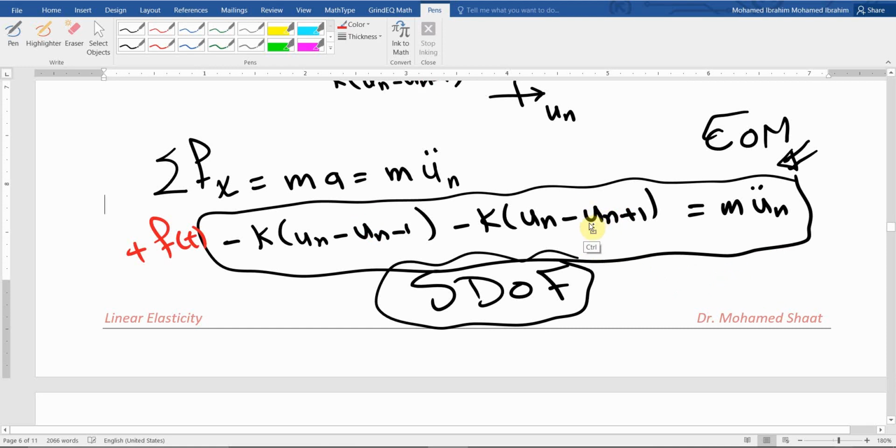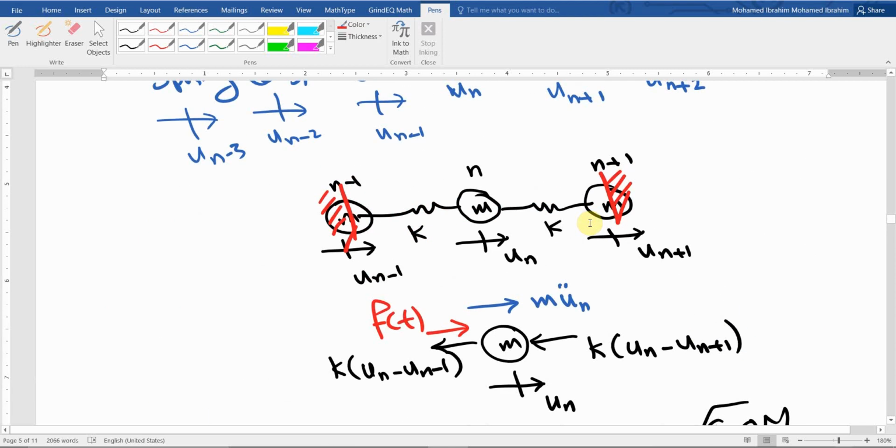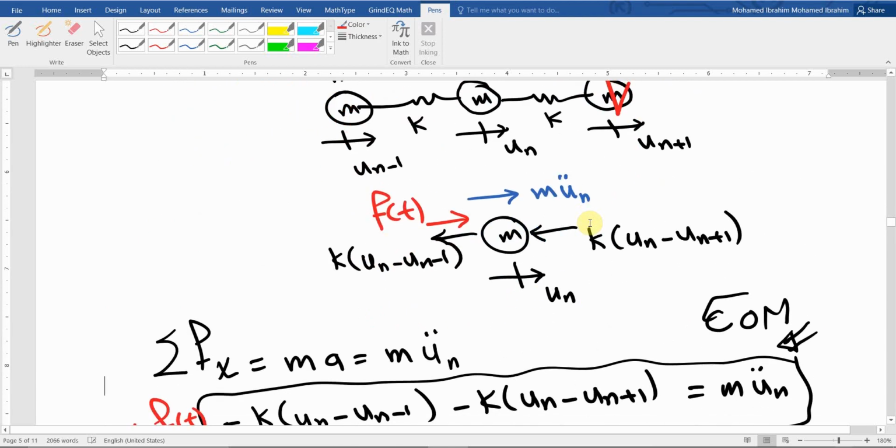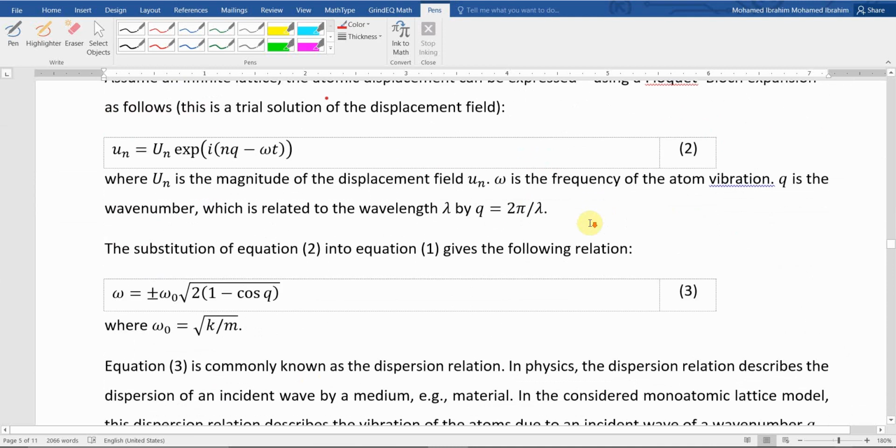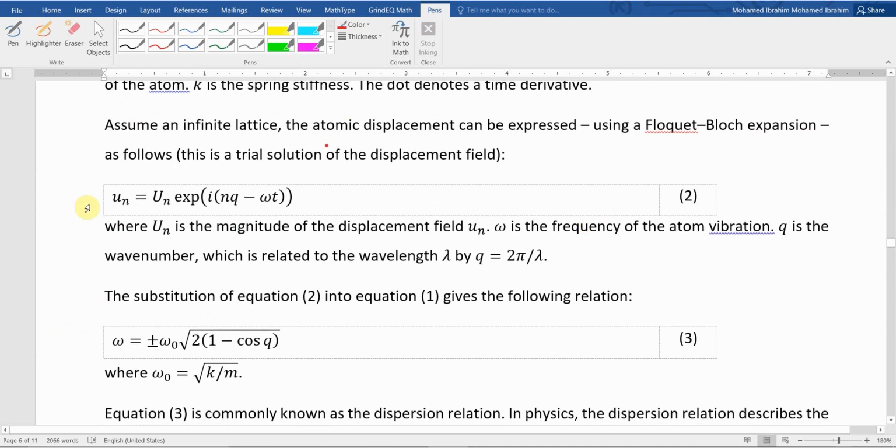So basically in such a case, we are assuming a trial function that depends on the Fourier-Bloch expansion theory. This is normally what we assume for the trial function, which is u_n, the displacement of atom n. It should be the uppercase U_n, which is the magnitude, and this is the square root of -1, the imaginary indicator. In addition, this n stands for the number of the atom itself. We are talking about atom number n.